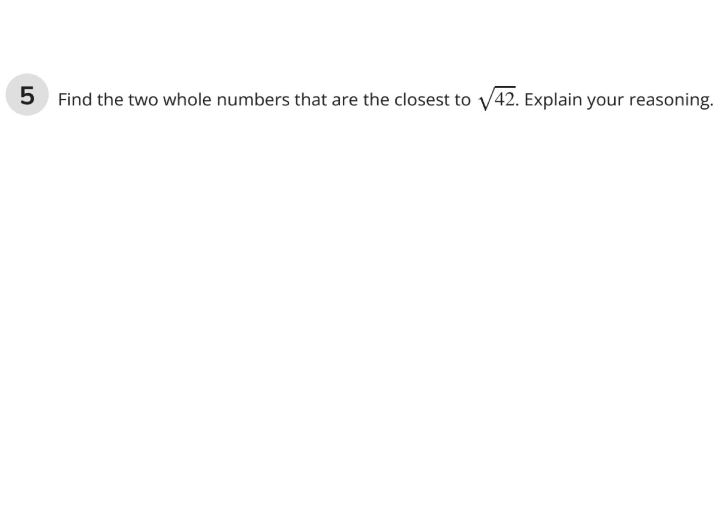Find the two whole numbers that are closest to the square root of 42. Okay. 6 squared is 36. 7 squared is 49. So the square root of 49 is equal to 7, and the square root of 36 is equal to 6. So the two whole numbers closest to the square root of 42 are 6 and 7.